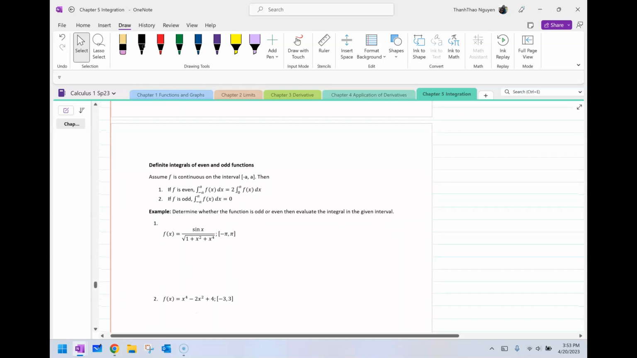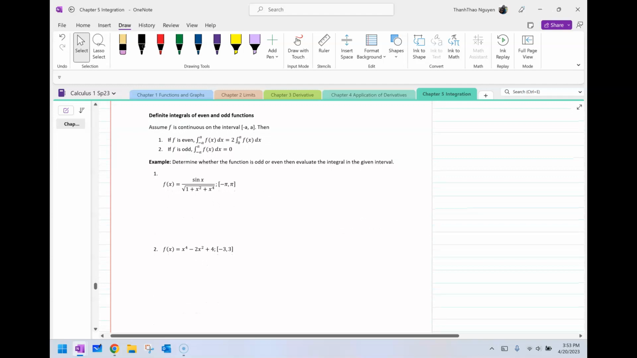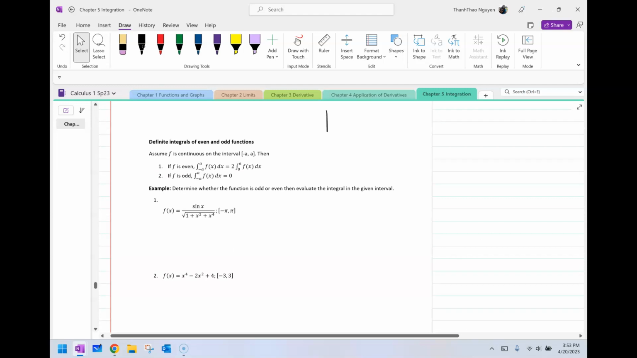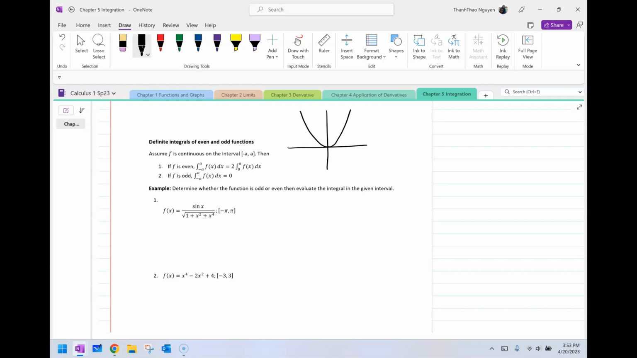Definite integral of even and odd functions. So if the function is even, let's just take a look at this explanation. Recall the function y equals x squared is even. Let's say this is our negative a, and this is a. Because this function is even, the area underneath the curve from negative a to 0 and from 0 to a is equal to each other, right? So then if the function is even, the total area will be just twice the half of that integral.